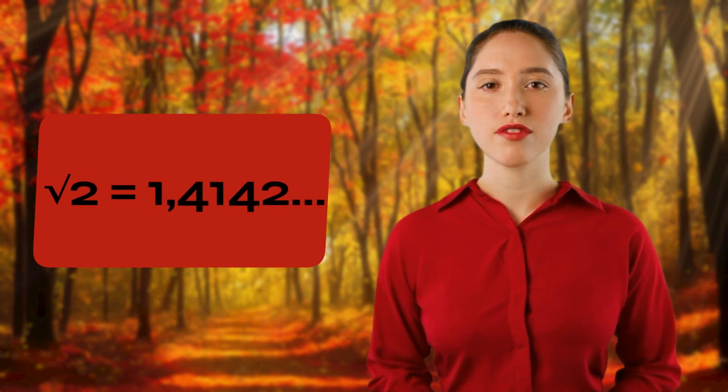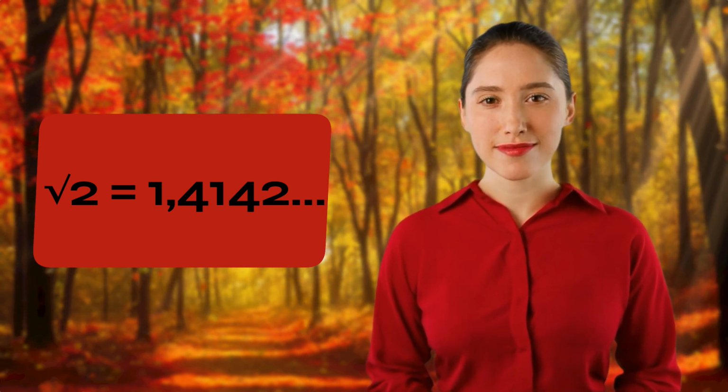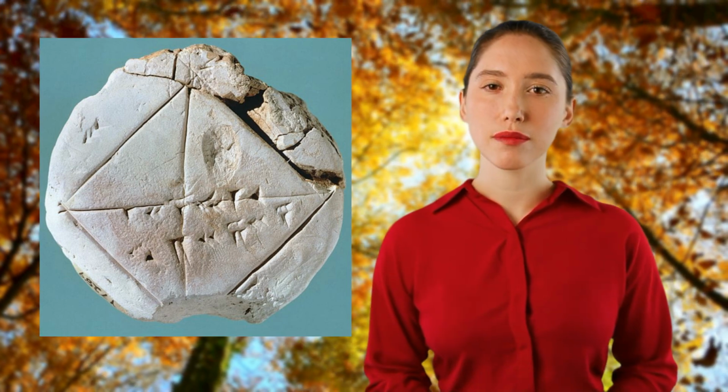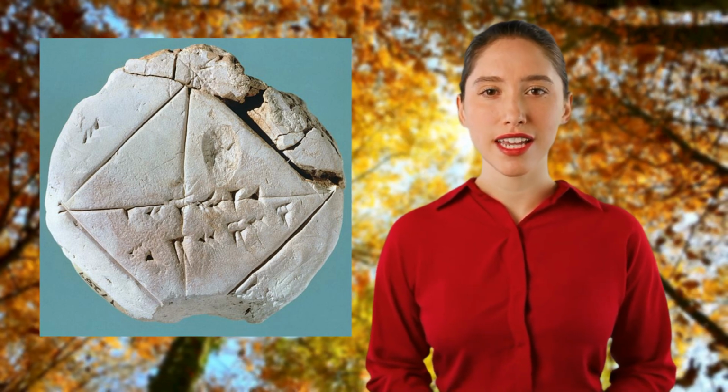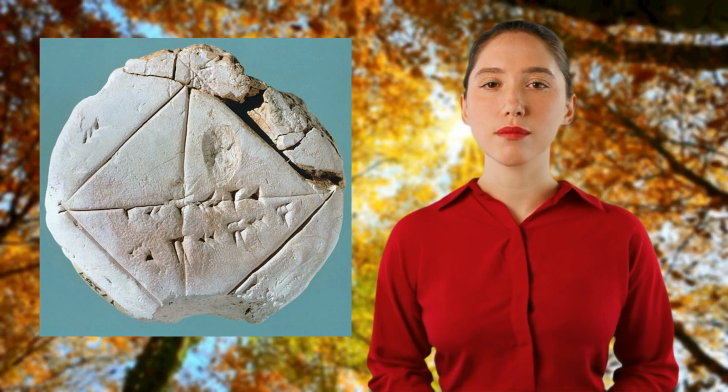The square root of 2 is an irrational number, infinite, that can also be understood as a ratio. It's approximately 1.41421356. And of course, when you square this number, you get 2. This irrational number was already known to the Babylonians, as proven by this tablet that's almost 4,000 years old.